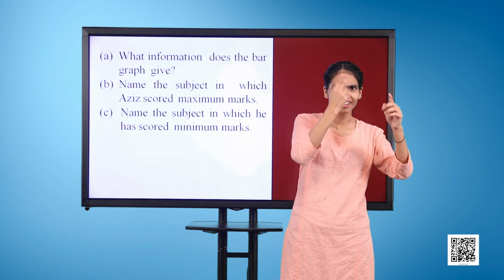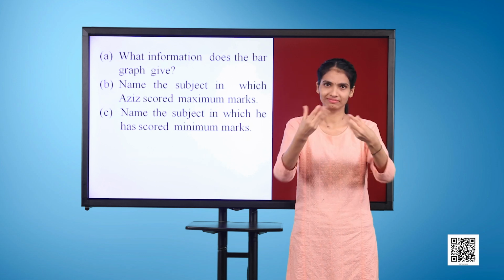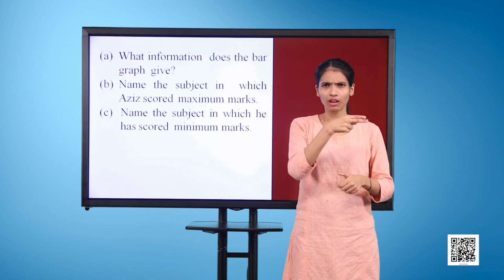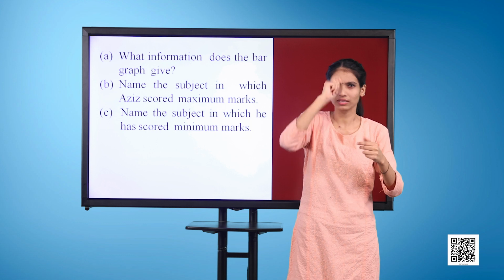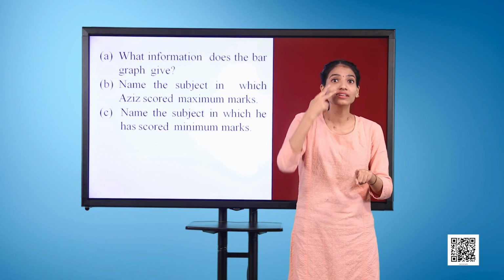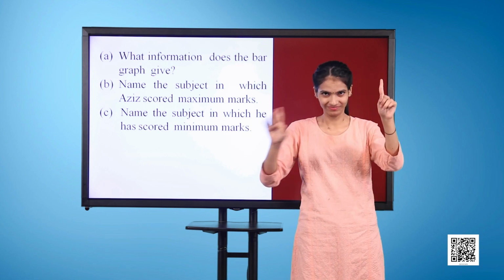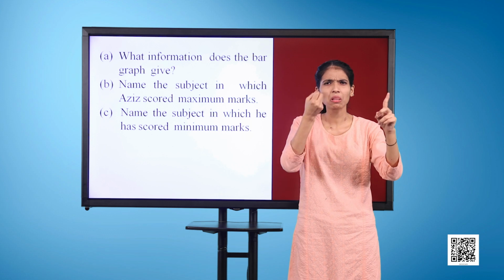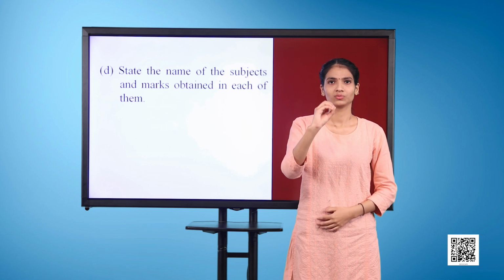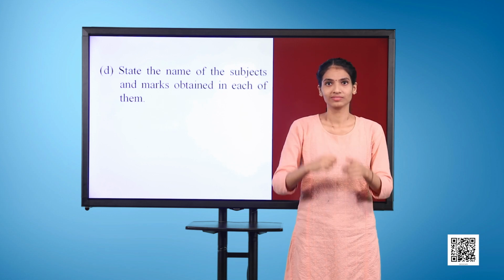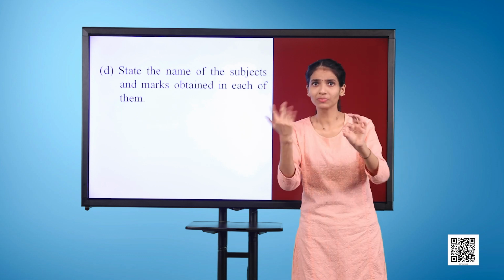A. What information does the bar graph give? B. Name the subject in which Aziz scored maximum marks. C. Name the subject in which he has scored minimum marks. Page 200. D. State the name of the subjects and marks obtained in each of them.